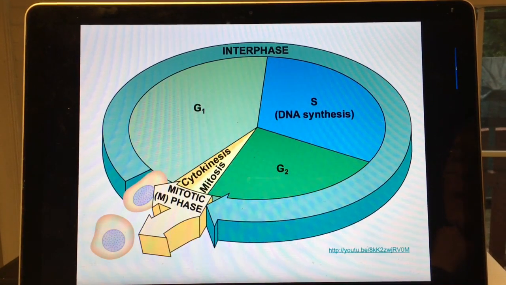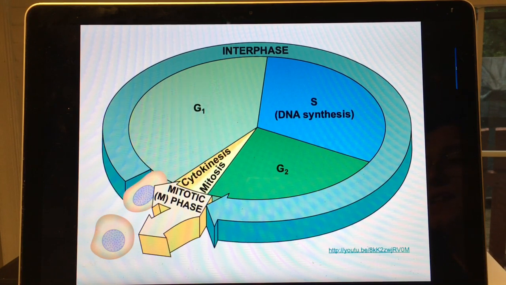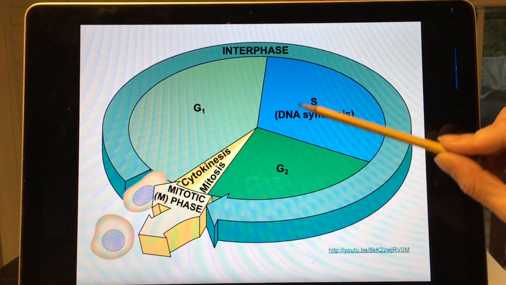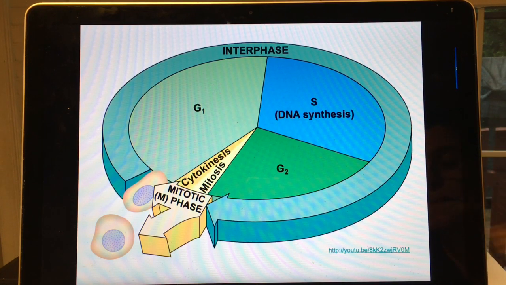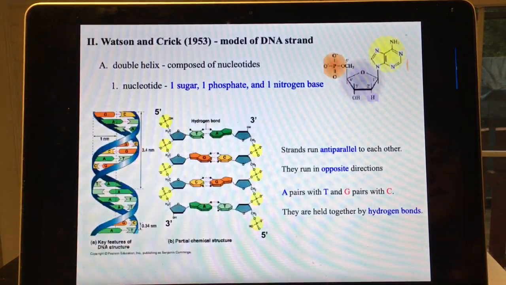So this next video is about DNA replication, and we start off with a familiar diagram that you've seen before, just so that you know where we are in the cell cycle. So we're in interphase, but we're specifically in the S phase of interphase, and during this time DNA is synthesized. So we're right here in terms of the calendar of the cell's life.